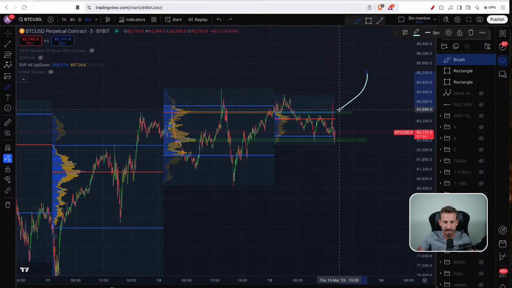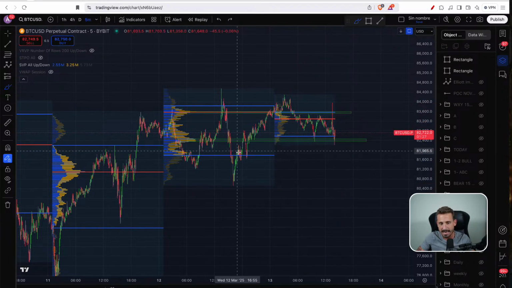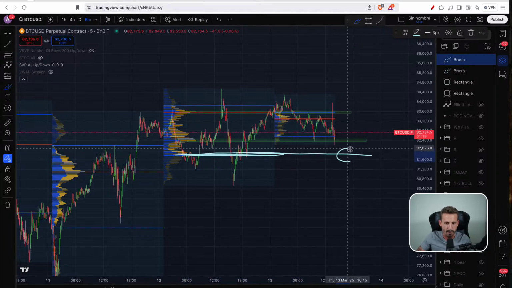I triggered this short because I have some analysis here that does point out that we could be getting a little bit of a leg down here, at least to the value area low. This is my level of interest, and I do think that we can get down there. This is a zone that I will be paying close attention to get into a long position.